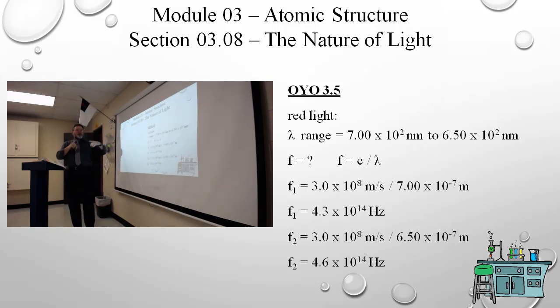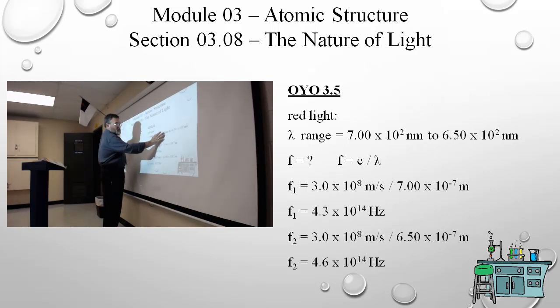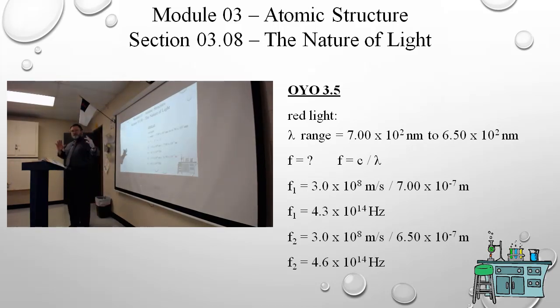So if red light has a wavelength range of 7.00 times 10 to the second nanometers to 6.5 times 10 to the second nanometers, another way of saying that is that red light has a frequency range of 4.3 times 10 to the 14th hertz and 4.6 times 10 to the 14th hertz. It would be a different chart. It would be looking at page 100, and every one of those nanometer marks would have a frequency mark underneath it. And as the wavelength gets larger, the frequencies would get smaller. See? Look up here. This wavelength is larger than this one. This frequency here is smaller than this one. So as the wavelength gets larger, the frequency gets smaller.